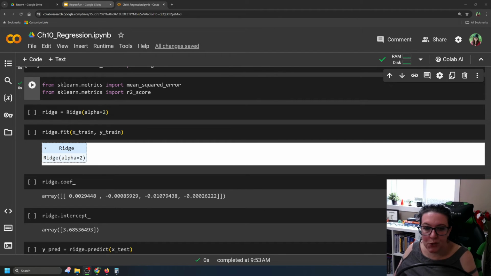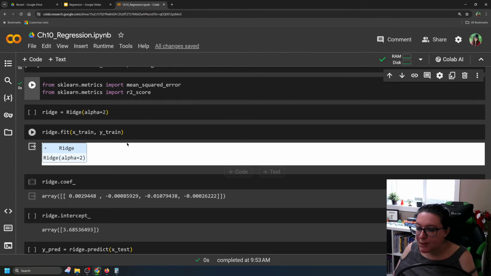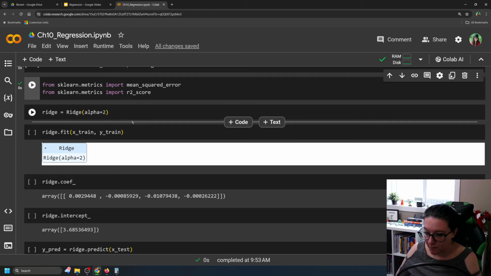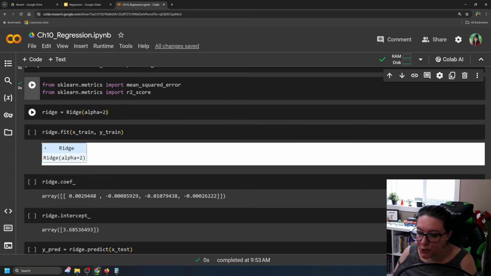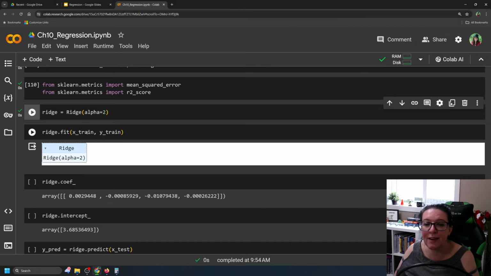Recall that for ridge regression, we're minimizing the impact of the predictor variables. So the alpha is how much we are minimizing that, how much we're making the coefficients smaller. So a larger alpha is going to make the coefficients smaller. We can start with an alpha equals 2, and we can look at changing that momentarily. So we're going to call the model Ridge with our hyperparameter alpha equals 2, higher number making the coefficients smaller, and fit it on our training data, X train, Y train.